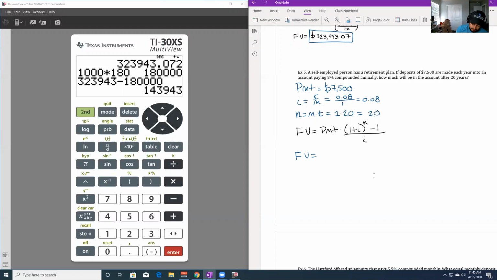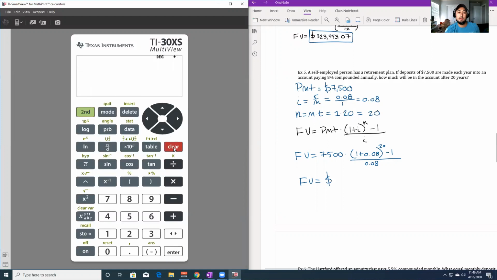Future value is 7,500 times 1 plus 0.08 raised to the 20th minus 1, over I, which is 0.08. Okay, there it is. Everything we need. Future value. Type it in the calculator. Clear all this out.